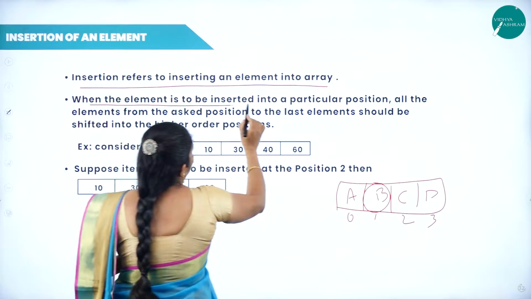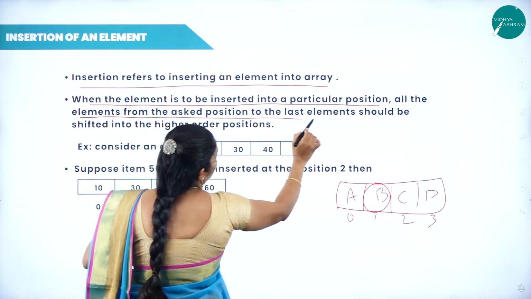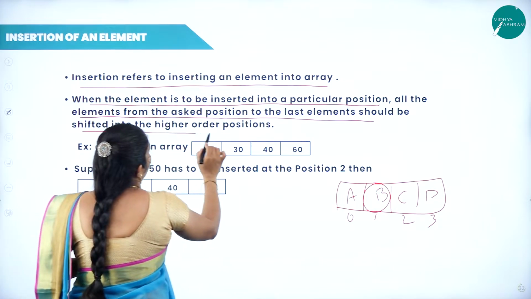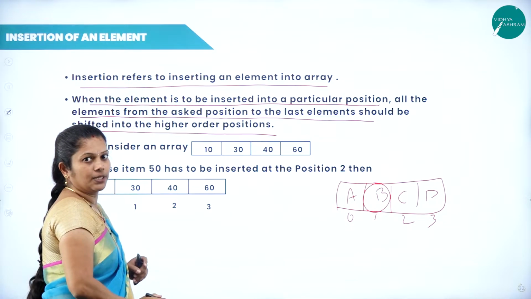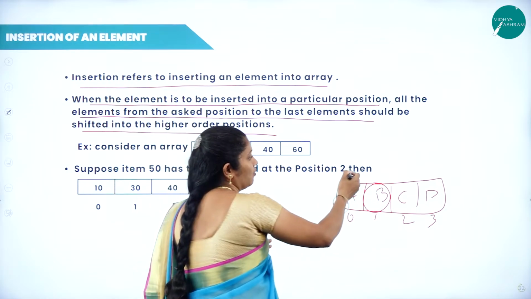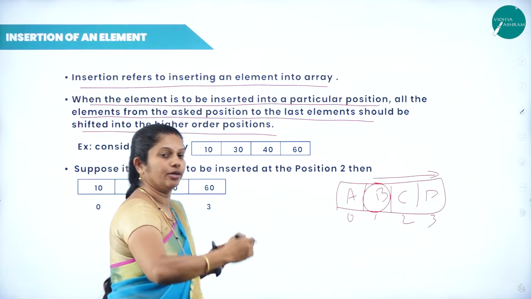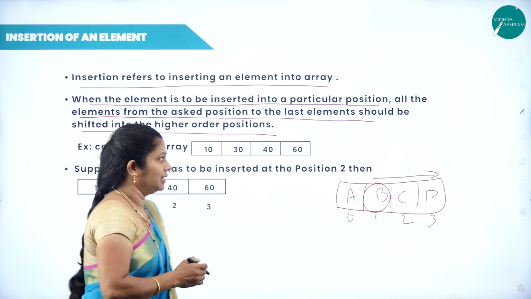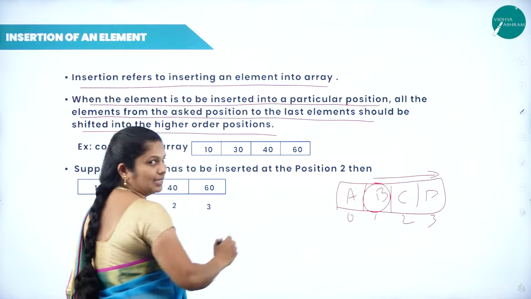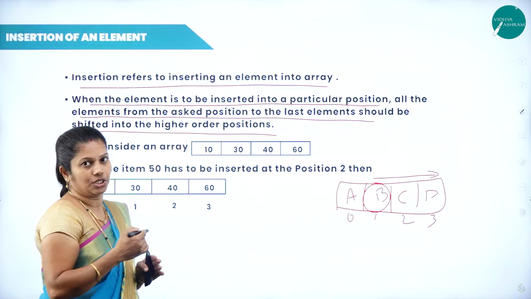When an element is to be inserted into a particular position, all the elements from the asked position to the last element should be shifted into the higher order position. Whatever elements we have, we have to shift all the elements from the position to the right hand side. That means for right side, for higher order position, we have to shift all the elements. For example, consider the array 10, 30, 40 and then 60. These are the array elements.